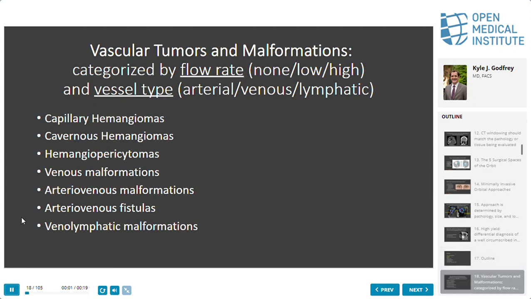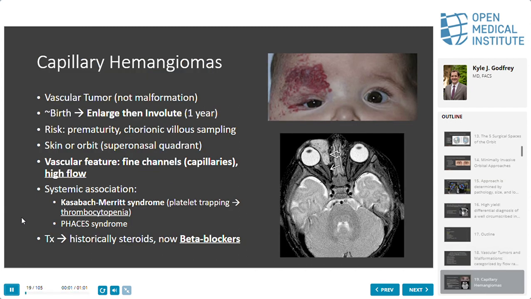When you think about vascular tumors, they're really categorized by tissue type, whether it's a venous, a lymphatic, or an arterial malformation, and also by flow, whether it's low flow, no flow, or high flow. All of the lesions that occur within the orbit can be broken down into one of those types. Perhaps the most common in young children is the capillary hemangioma.